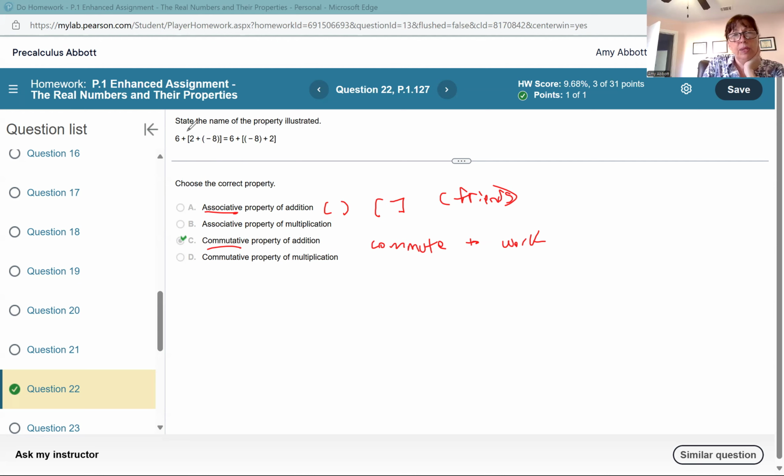So look at the numbers here. It goes 6, 2, 8, and then 6, 8, 2. They moved. The numbers are not in the same order from the left to the right. So they commuted. And they commuted with addition because there's addition signs between them. If it had all been smashed together with multiplication, then it would have been a commutative property of multiplication. Notice the same numbers are in the parentheses, 2 and -8. Over here, -8 and 2. They're switched, but they're still in the parentheses. So they're the same friends inside the house, the -8 and the 2. They haven't changed. So that's how come it was the commutative property of addition.